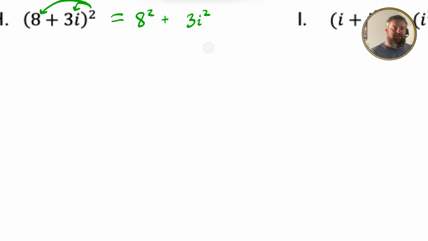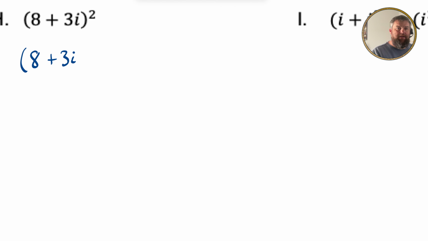So what we need to do is understand that when we say a binomial being squared, that means we're going to rewrite it 2 times. So this becomes 8 plus 3i times 8 plus 3i.